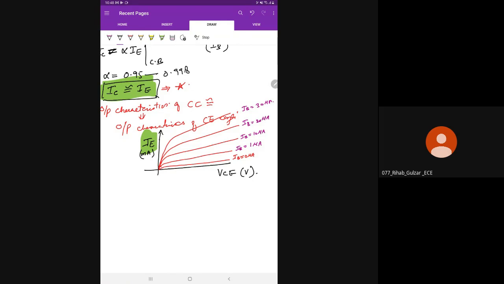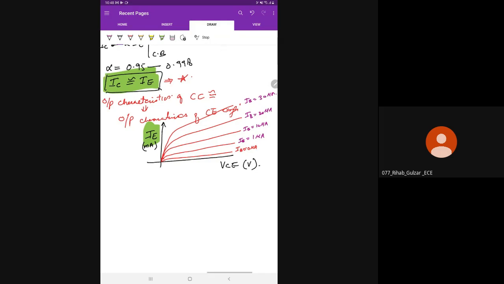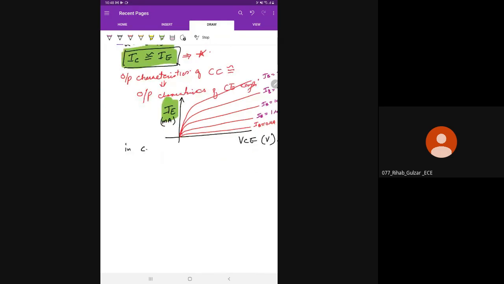And please remember here in common collector configuration, please note it down that current gain is represented by gamma. यहाँ जो है current gain उसको gamma से denote किया जाता है. So current gain, or we can say amplification factor, here is represented by gamma.